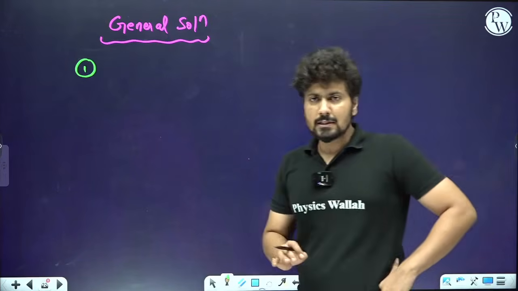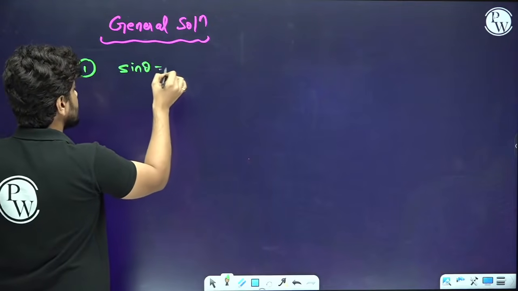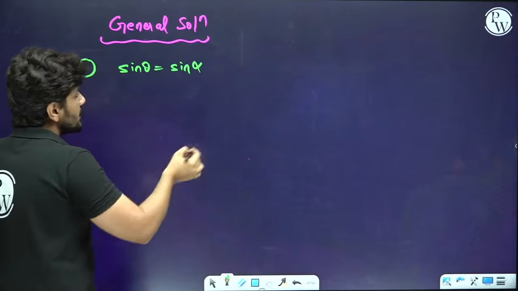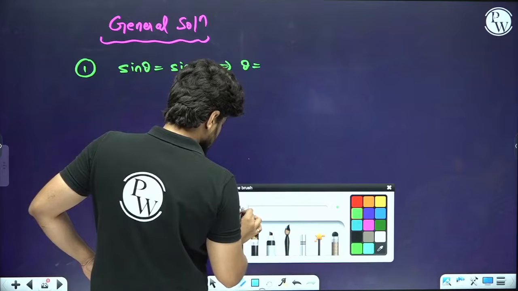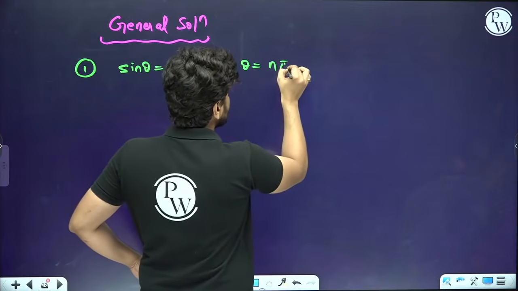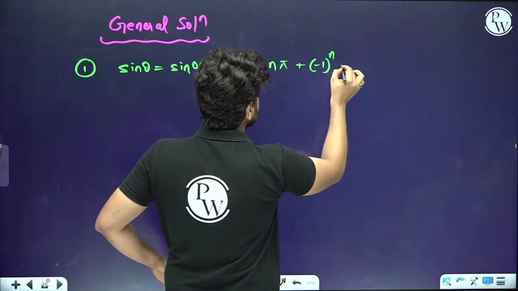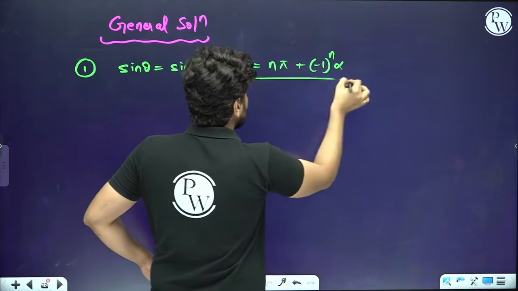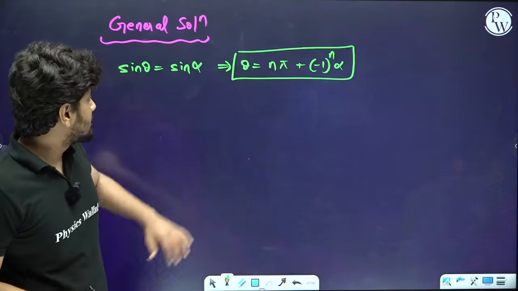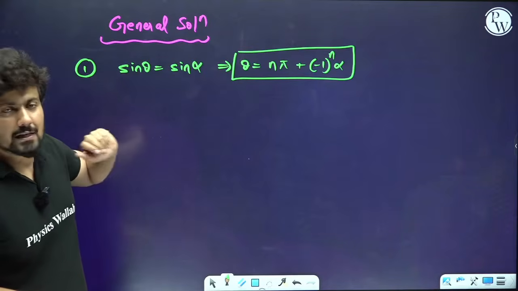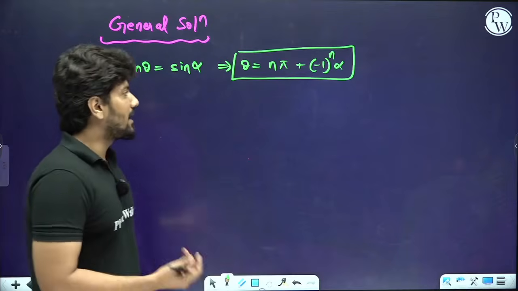Okay, so the formula is, first of all, sine theta is equal to sine alpha. So here theta is equal to n pi plus minus 1 raised to the power n times alpha. Okay, this is the general solution of the equation sine theta is equal to sine alpha: theta is equal to n pi plus minus 1 raised to the power n multiplied by alpha, where n can be any integer.